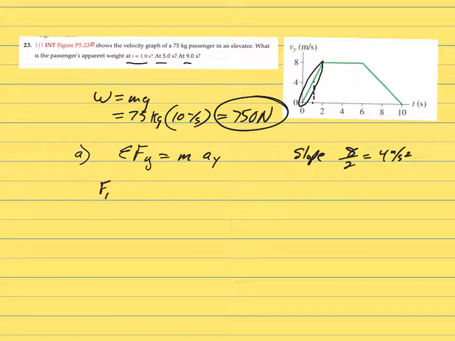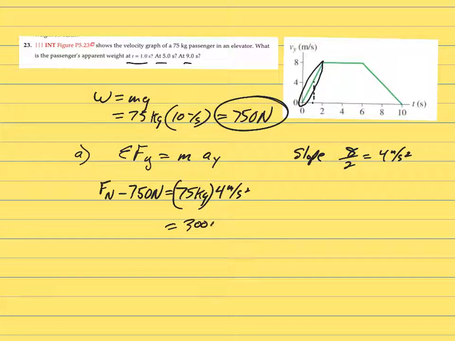So I know I have a force normal minus his weight, which we just decided was 750 newtons. Mass is still 75, and his acceleration is 4 meters per second squared. 75 times 4 is what? 300 newtons, and my force normal over here is that negative 750. So I'm going to add the 750 to both sides and get 1050 newtons for force normal on number 23A.